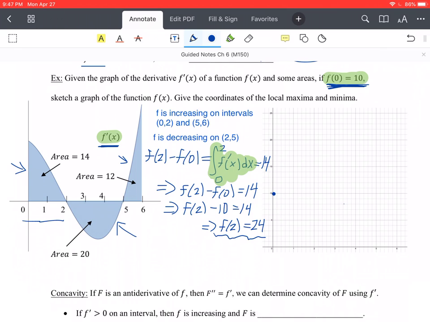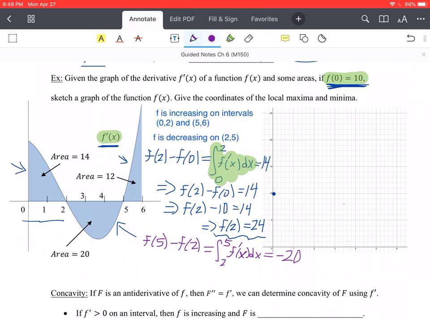Now let's look at what happens over the next interval. Let me do this in a different color. So we know f of 5 minus f of 2 equals the integral from 2 to 5 of f prime of x dx. And we already know this area, right? The area from 2 to 5 is down here. The area is 20. But don't forget, because it's below the x-axis, it has to be counted negatively. So this is actually negative 20.